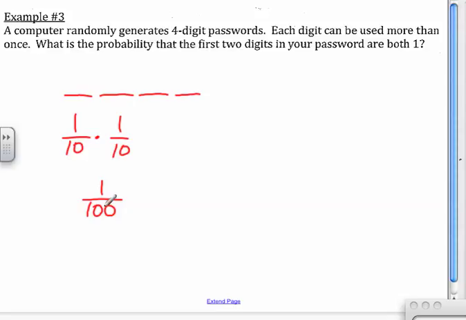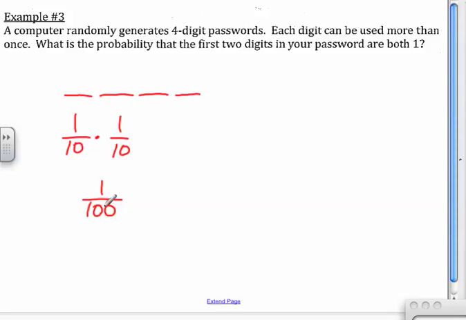Now let me ask you this. I'm going to change the problem on you. What if you can't repeat? What are the chances that the first 2 digits are 1 and 1? 0%, because I just said they can't repeat. So I'm not going to be able to get 1 and 1.